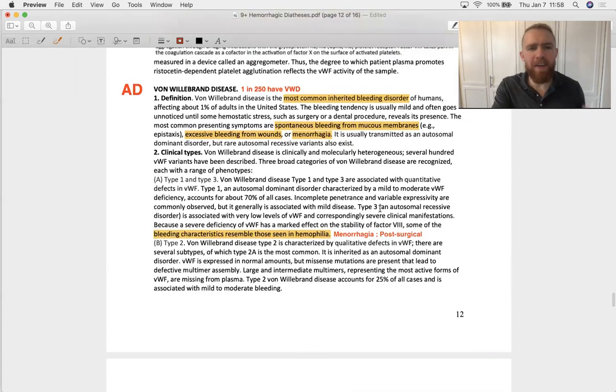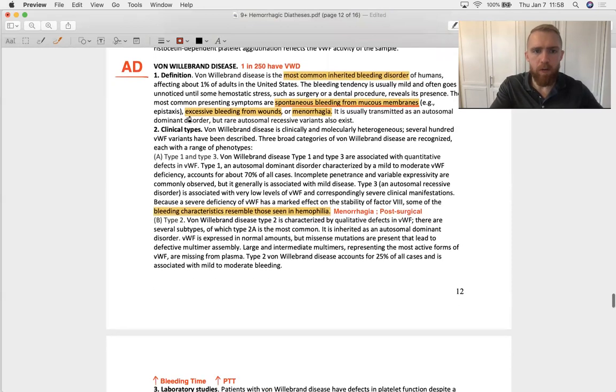So von Willebrand disease is a deficiency of von Willebrand factor in which you just bleed a lot. And this is common in women. It's an autosomal dominant disease, one of the most common autosomal diseases in the world. 1 in 250 people have von Willebrand disease.